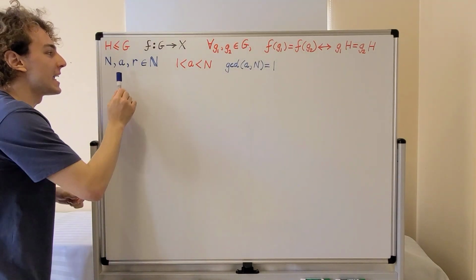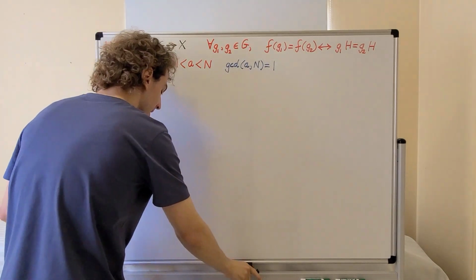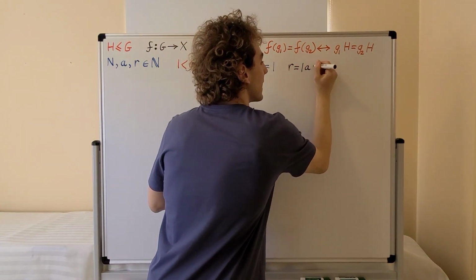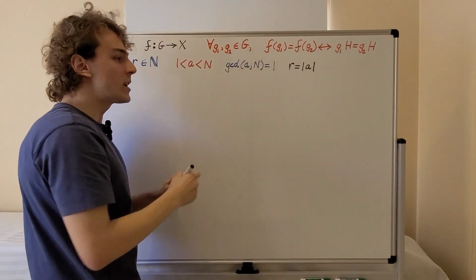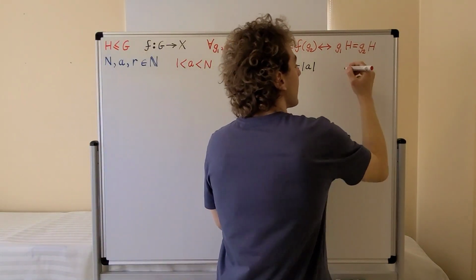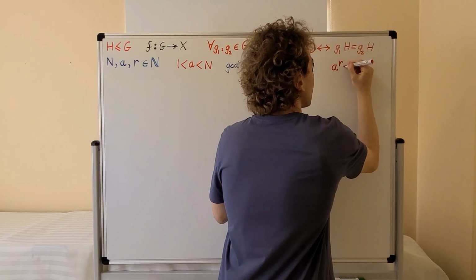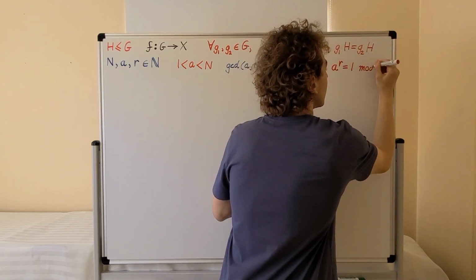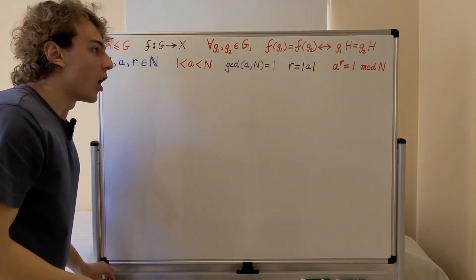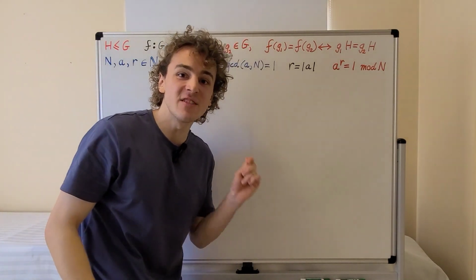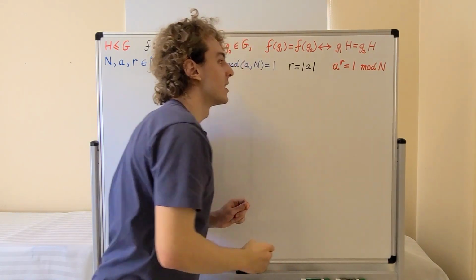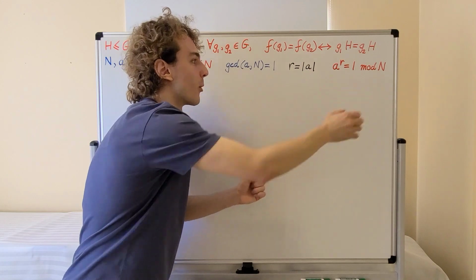Now let's define r in terms of a and n. So r is the order of a, and we can denote that with these vertical bars. What does it mean to be the order of a? Let's write down an important definition. a to the power of r is equal to 1 mod n. And something is very special about this value of r here. r is the smallest positive integer such that a to the power of r is equal to 1 mod n. So that's what we mean when we say the order of a mod n.